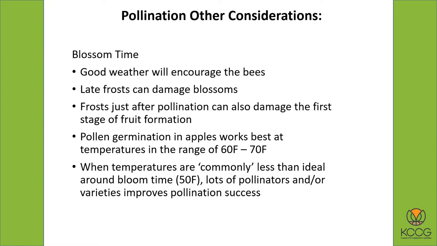Late frost can damage the blossoms. So the past 2 years, we have seen that with Asian pears, European pears, and actually peaches. Some parts of the metro, we haven't had good fruit crops because of either late frosts or, in the case of last year, we had deep, deep cold temperatures, and then we ended up having a snow in mid-April. Those frosts just after pollination can damage the fruit.